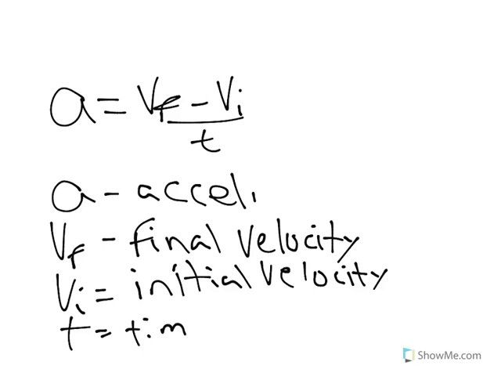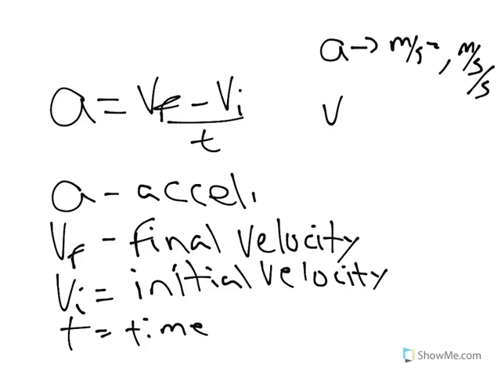You can usually figure out what goes where by remembering that a is going to be in meters per second squared, or meters per second per second. Velocities should be in meters per second, time should be in seconds, and anytime you have a distance, it should be measured in meters. So here's that formula.